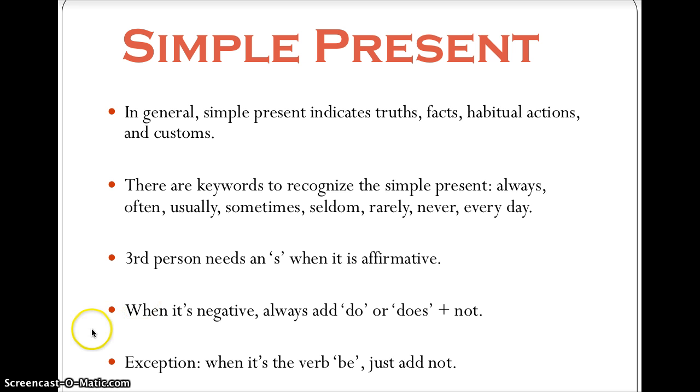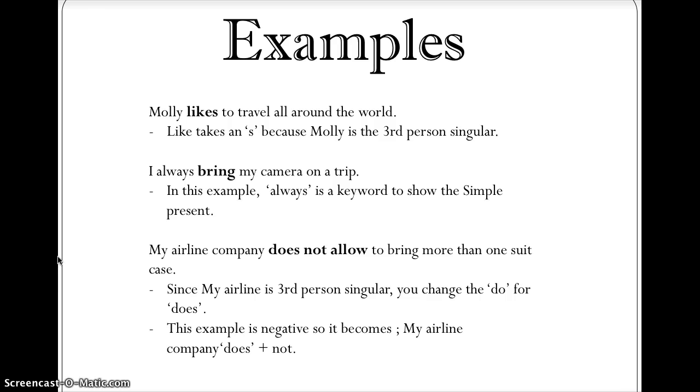So let's have a look at some examples of the simple present. Okay, for the first example, Molly likes to travel all around the world. Like takes an s because Molly is the third person singular. For the other one, I always bring my camera on a trip. In this example, always is a keyword to show the simple present.